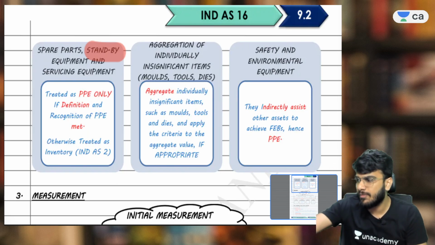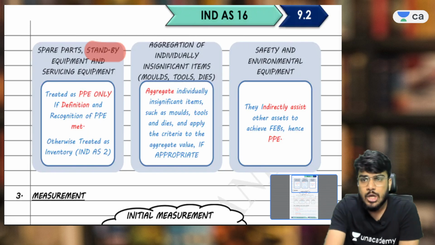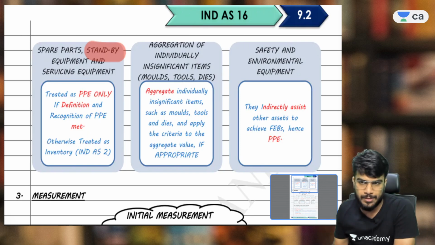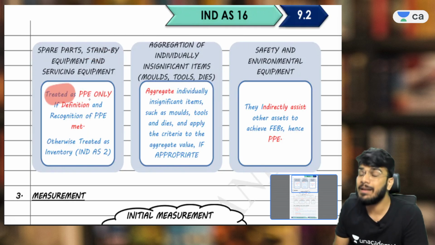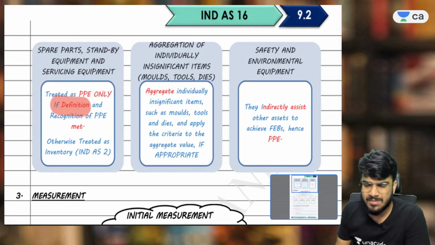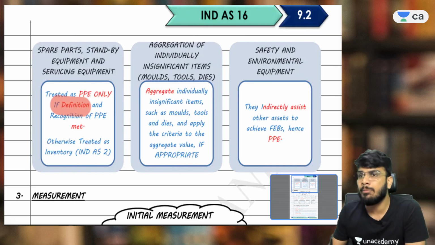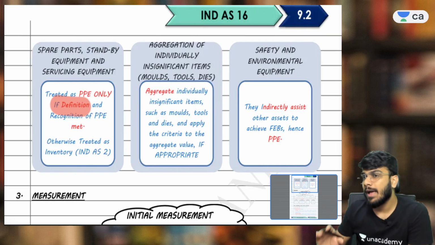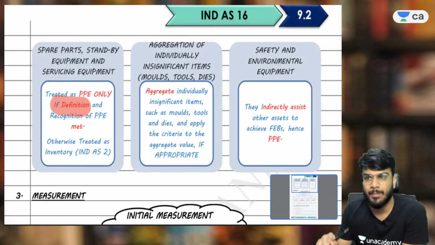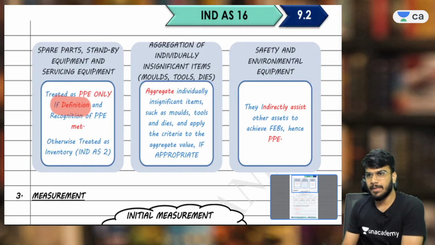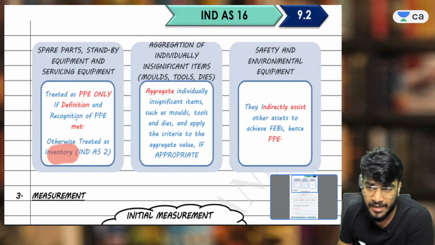So in case this mobile phone is not working properly, I will use that spare mobile phone. Will that spare mobile phone be classified as PP or not? The standard says it will be treated as PP if the definition is met. In my case, it should be treated as PP because I'm not selling it. I'm not using it currently, but I've kept it for use in case of emergency. So it should be classified as PP. If you feel it does not meet the definition of PP, you can also classify it as inventory.